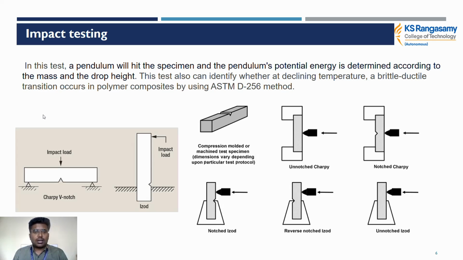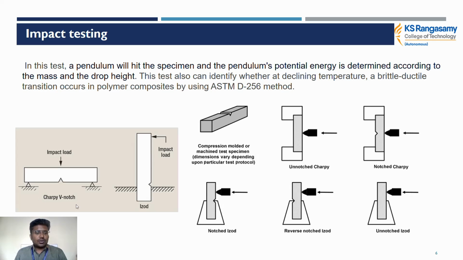This test can identify whether, with declining temperature, a brittle-ductile transition occurs in the polymer composite by using this method. There are two categories of impact testing. One is the Charpy V notch method, and another one is the Izod method.